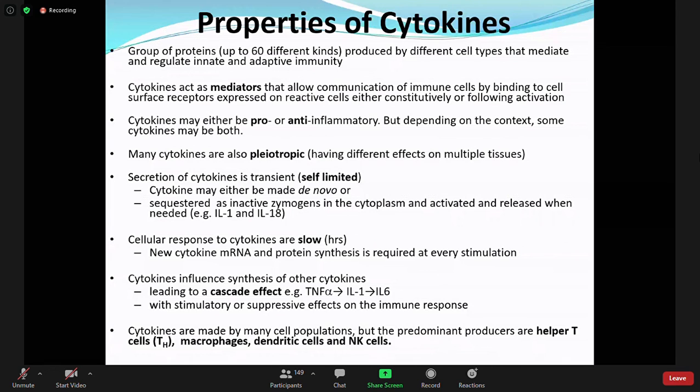The production of cytokines, when they are made de novo, takes time, 24 to 48 hours. This is because you need an opening of the gene responsible for the cytokine, you need transcription, and translation. This is why the adaptive immune response takes longer to operate compared to the innate immune response.